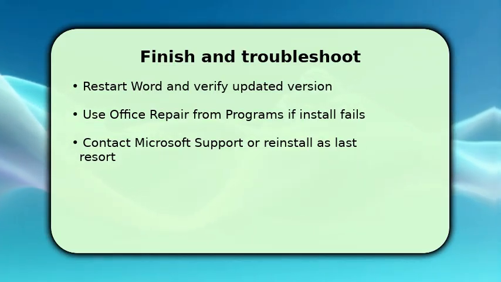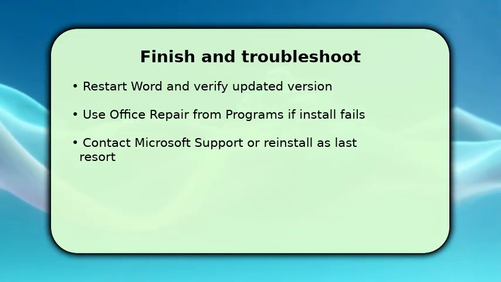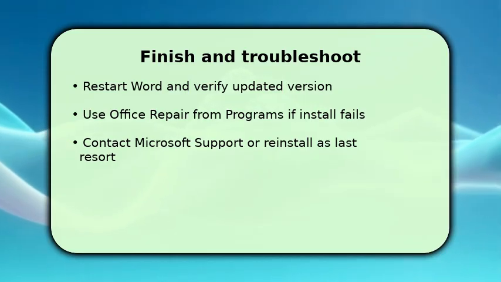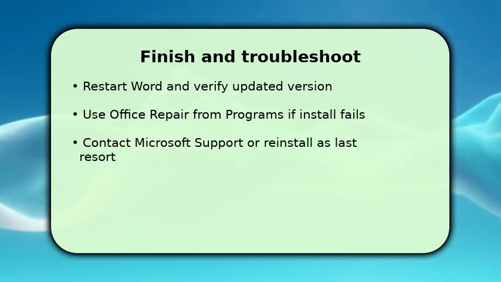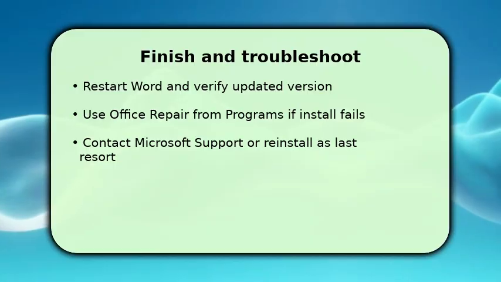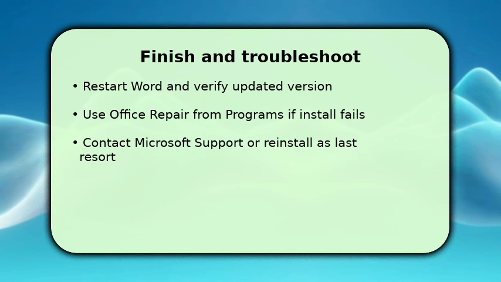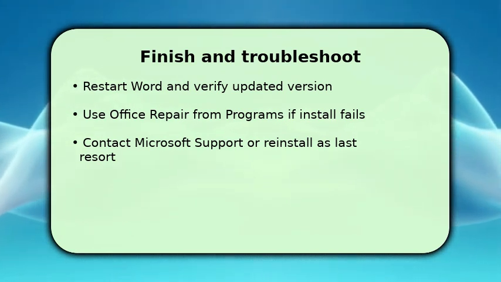This confirms success. If Word fails to update, try Office Repair from Programs and Features. It fixes corrupted installers and missing files. Make sure Windows Update is current and your network allows Microsoft servers. If repair doesn't work, sign out and back in or reinstall Office as a last resort. One key tip: run updates with administrative rights to avoid permission errors that commonly block installation.